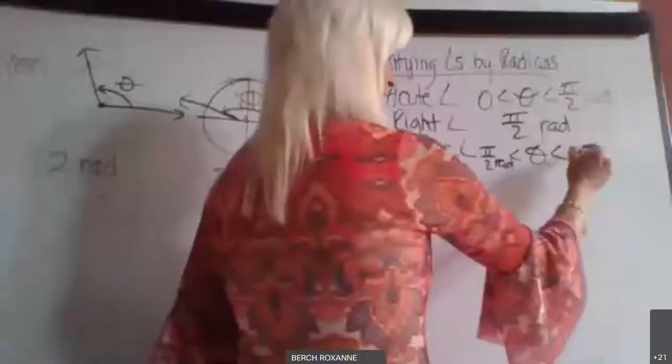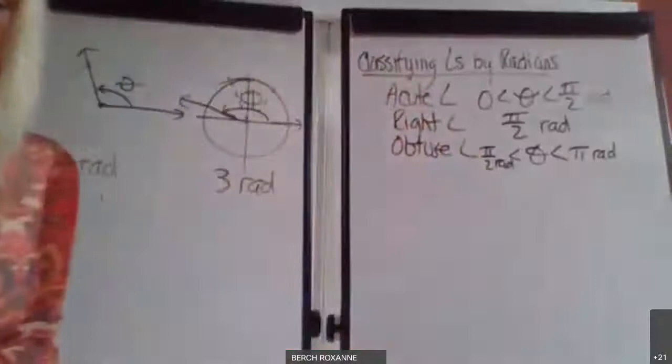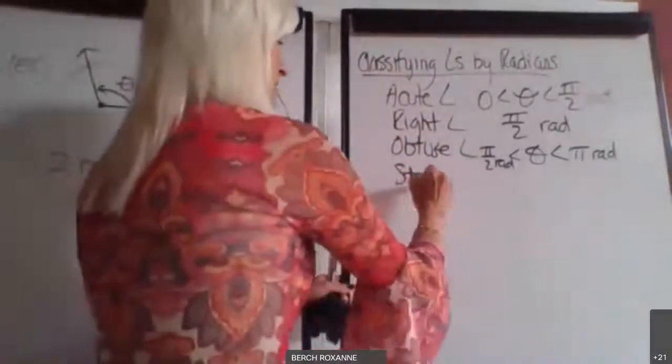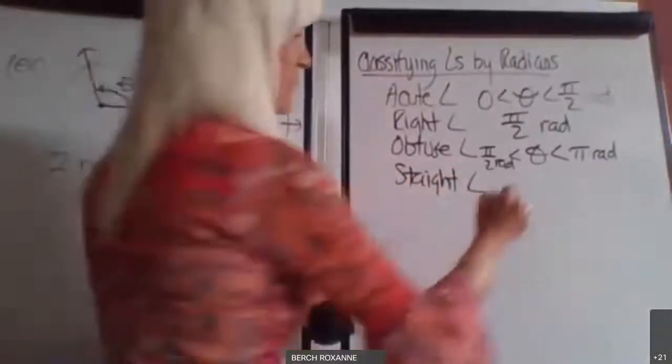All right. It would be greater than pi over 2 radians and less than pi radians. A straight angle would be pi radians.